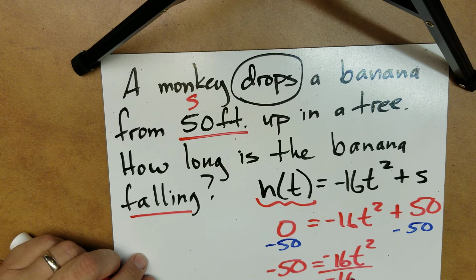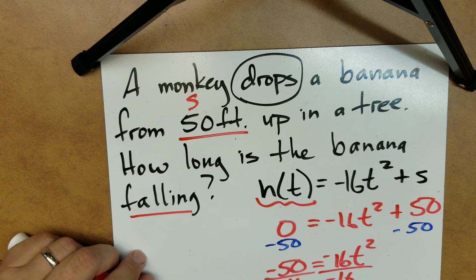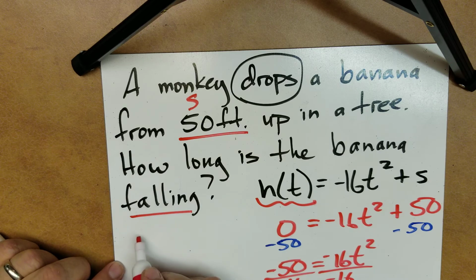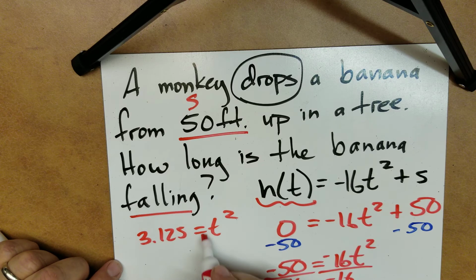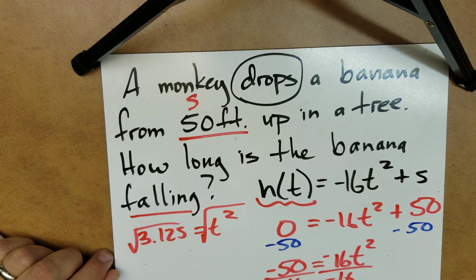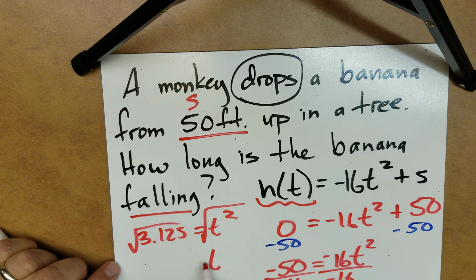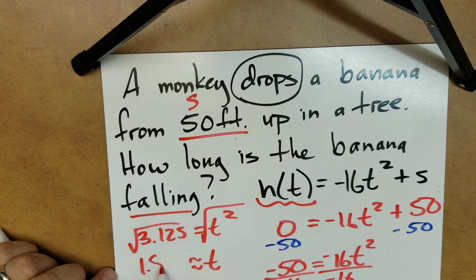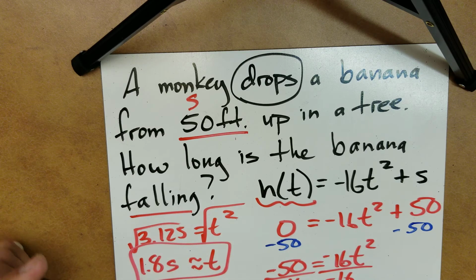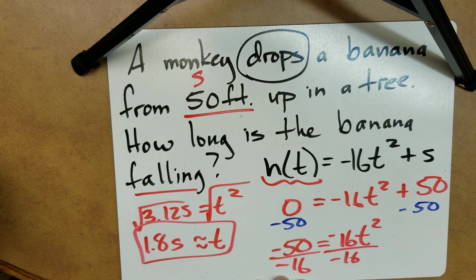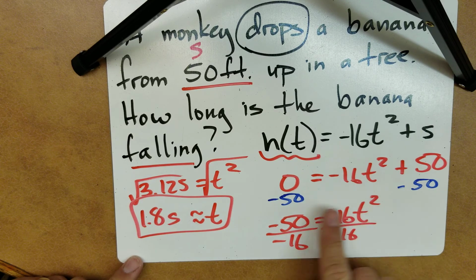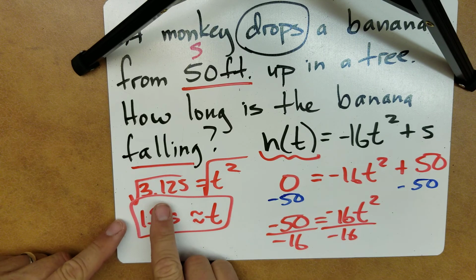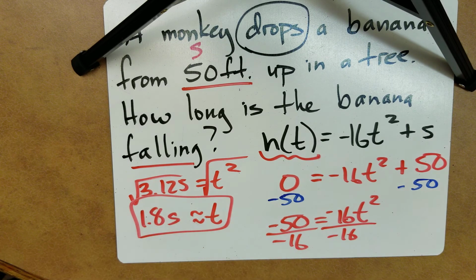I would divide by -16, divide by -16, and what do I get? I get 50 divided by 16, which is 3.125, and that equals t squared. And then I just take a square root. When I take the square root of 3.125, I get t is approximately 1.8 seconds. So that banana would be falling for nearly 2 seconds, about 1.8 seconds. I'm sorry if that went off the video a little bit, but here's what I did. Subtracted, 50 divided by 16, that got me 3.125, took the square root.